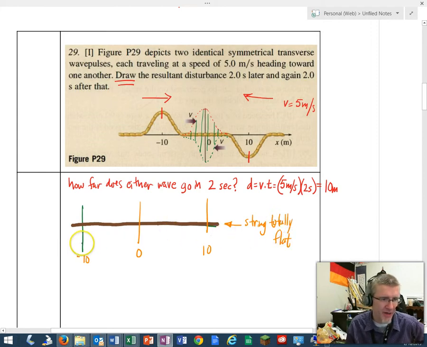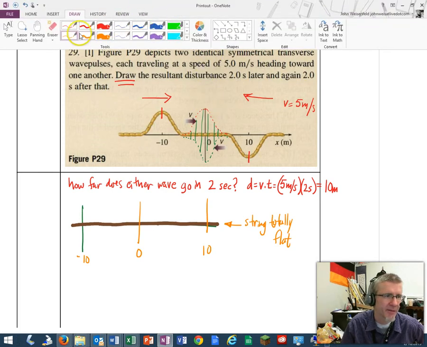I'll give you a little extra credit if you want to draw them right before they combined, like 1.9 seconds after this point, but you've got to do a little bit of thinking about how they start kind of canceling each other out for that one. So that was after 2 seconds, and then how about after another 2 seconds?